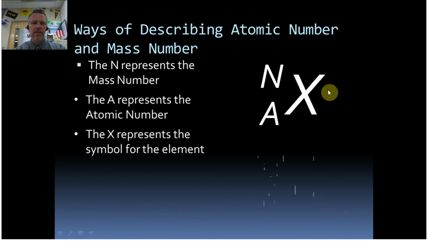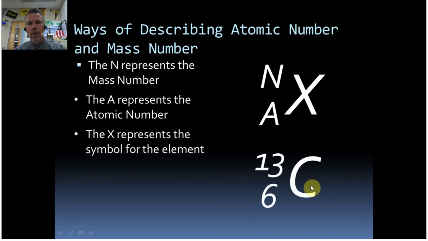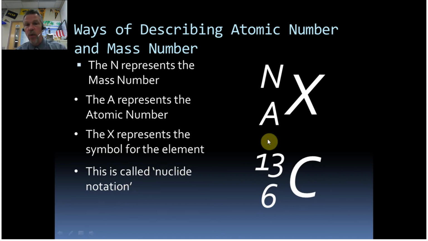All right, so here's an example. This is how we would represent carbon-13, and the way you say it is carbon-13. The way you write it is the big capital C for the symbol for the element. The number 13 refers to the mass number, and the number 6 refers to the number of protons. This is called nuclide notation. That refers to this way of writing something.